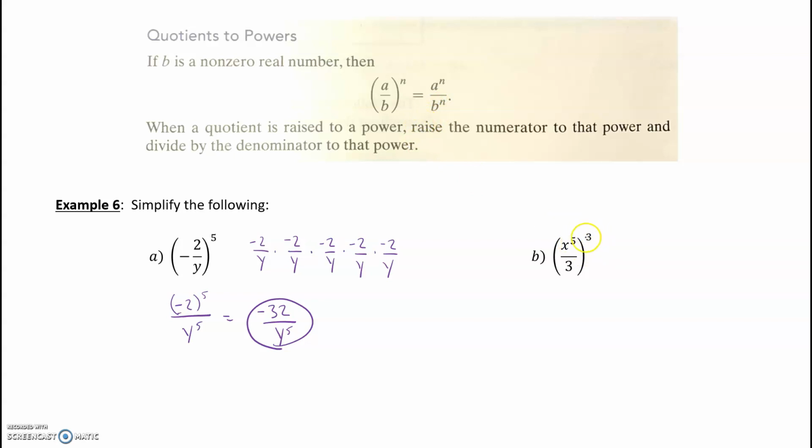Here we go, power to a power, you multiply, so we're going to have x to the 15th, and we'll have 3 to the 3rd on the bottom. So x to the 15th over 3 cubed, which is 27. All right, so that was quotients to powers.